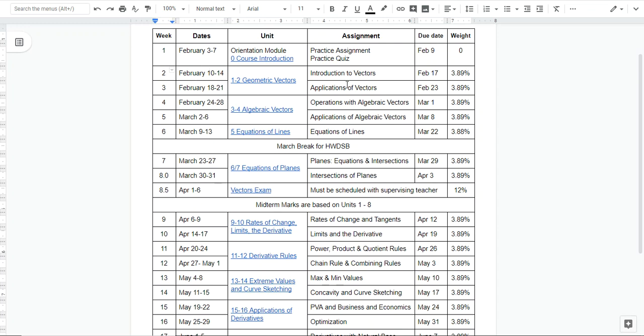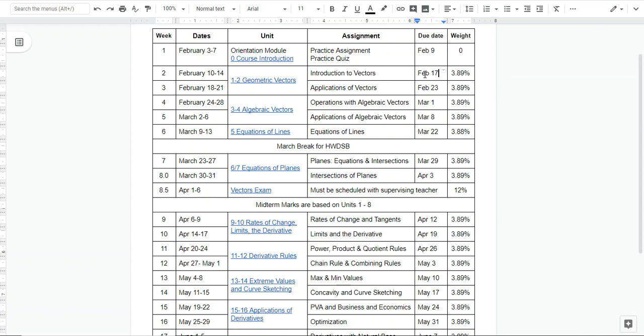Dates are listed for each week. In the assignment column, it lists the assignment that you are going to do in each section of the course. So there is basically one assignment for each unit. In week 2, you're going to be submitting the Introduction to Vectors assignment. In week 3, you're going to be submitting the Applications of Vectors assignment, and so on. Also, the due dates for each assignment are listed right here.